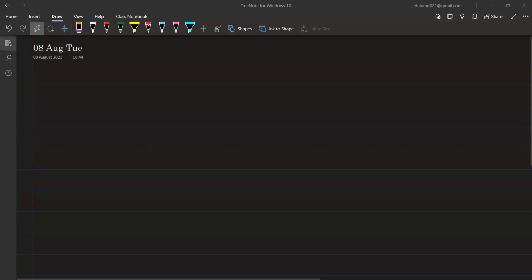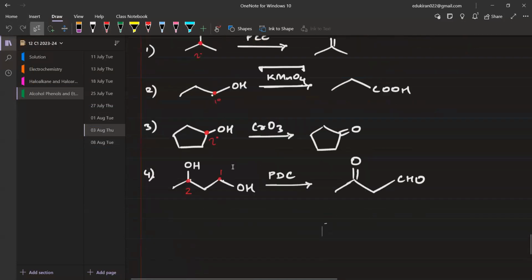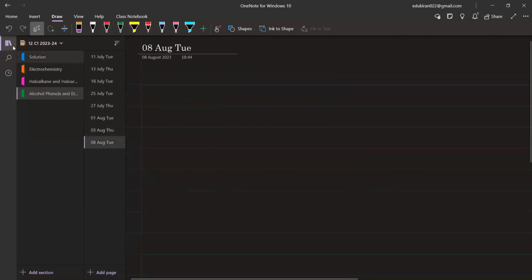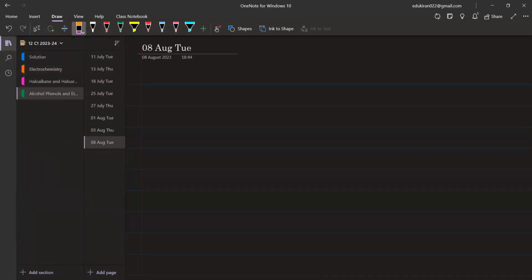Chemical properties. We have just studied, in the last class, the hot copper test for primary, secondary, tertiary alcohols. Yeah, fine. Now we are going to look at the reactions of phenol, the chemical properties of phenol. Please write first of all. Tell me, so I can put that oxidation, chlorination, that reaction.